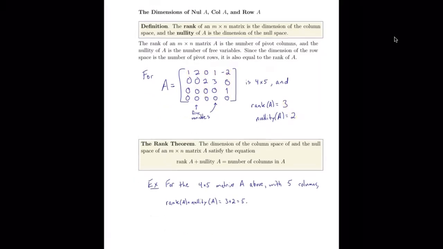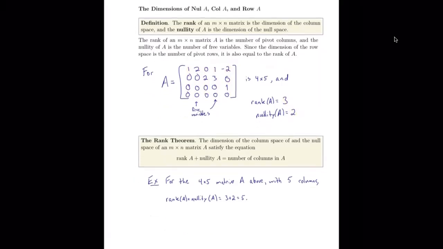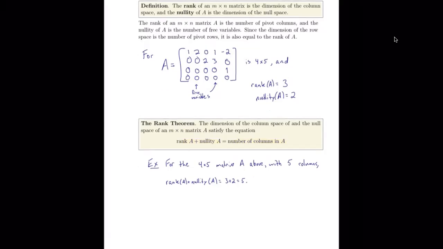Now, this is formalized in the theorem below, right? We have the dimension of the column space and the null space of an m by n matrix A satisfy the equation rank of A plus nullity of A is equal to the number of columns in A. So there it is. We have an m by n matrix. Really, we can just write equals n right here. It's equal to our number of columns, and an m by n matrix has n columns.